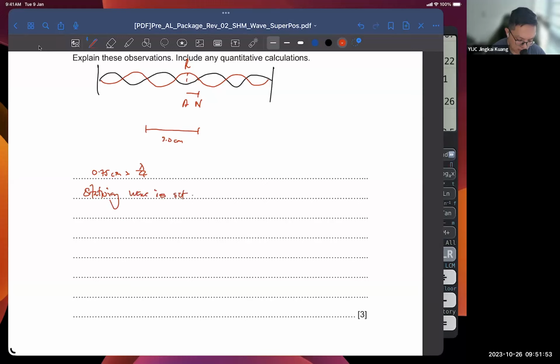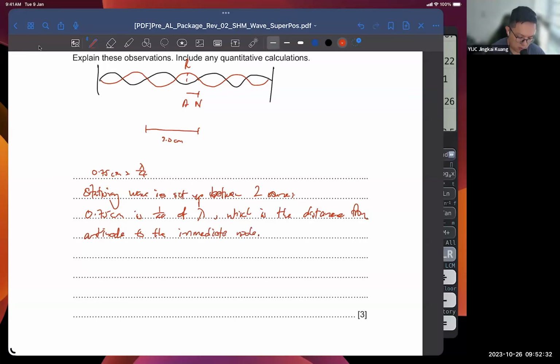It's set up between two sources, okay? Then you can say that 0.75 cm is 1/4 of lambda, which is the distance from an anti-node to the immediate node. So you are saying now you move from an anti-node to a node.